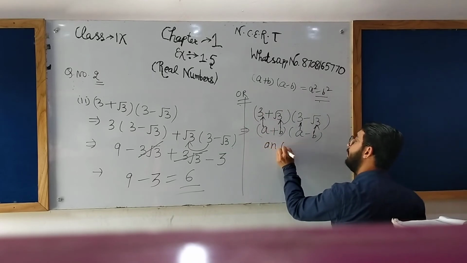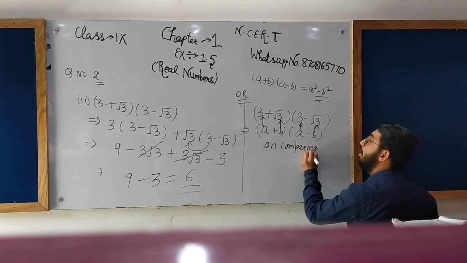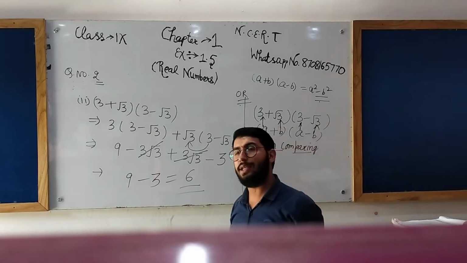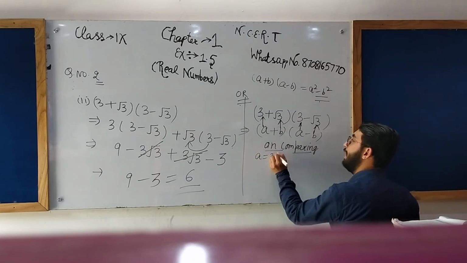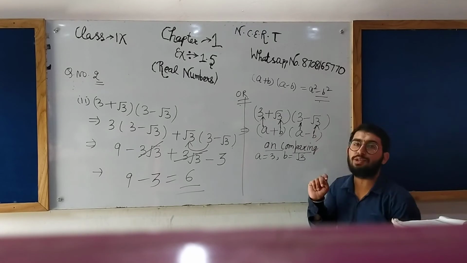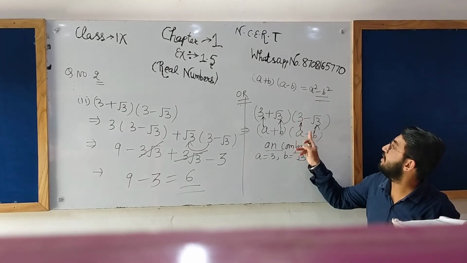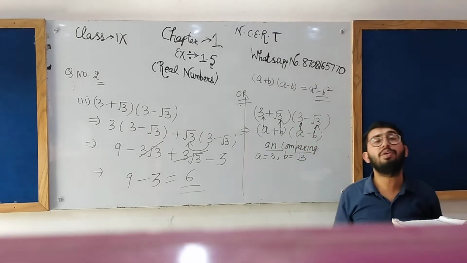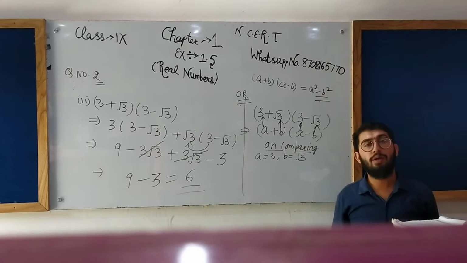On comparing, you need not write this thing in the examination, but for understanding the things, listen carefully. On comparing, A is what? 3. B is what? Root 3. Need not say that B is minus root 3. Listen to me carefully. A equals 3, and B equals root 3. B will be root 3, not minus root 3. Okay?